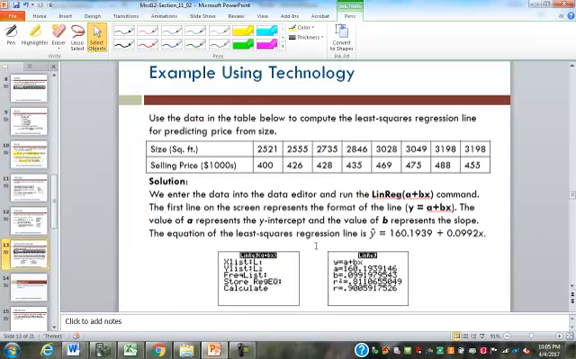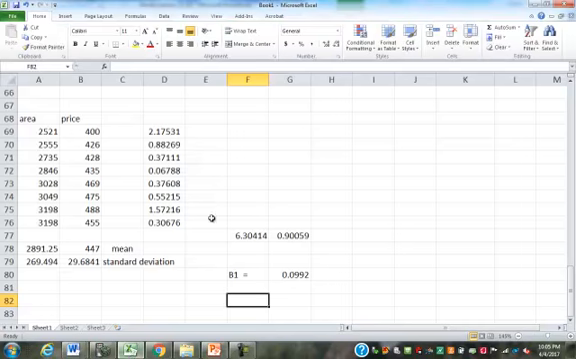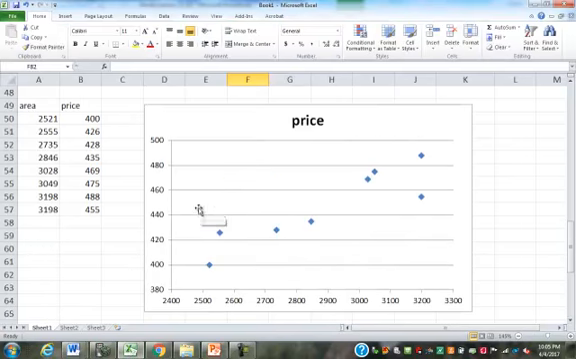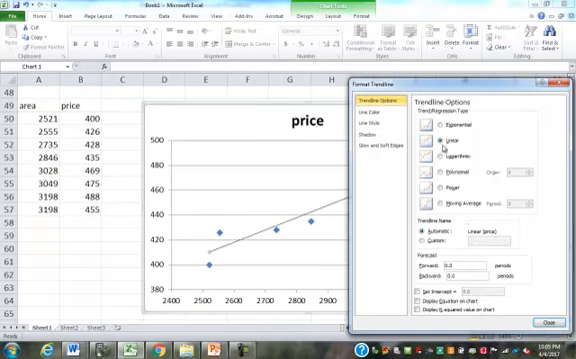Okay, so we've got our information there, exactly what we had found on our calculator right here. So next, if we use the least squares regression line to make those predictions, I'm going to jump to Excel quick, and I want to go back to my graph here. This is my data. If I click on one of those points and I select Add Trend Line, select Linear here, I want to display the equation and I want to display R squared on the chart.